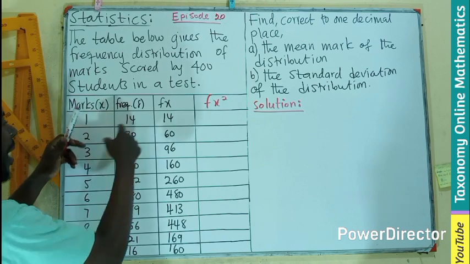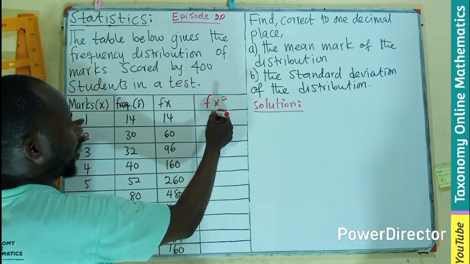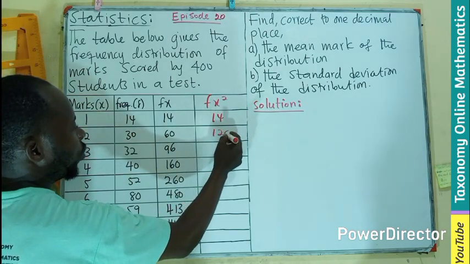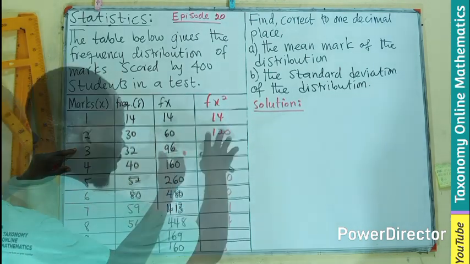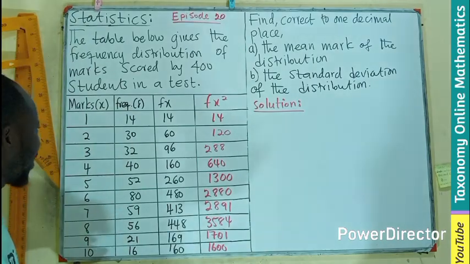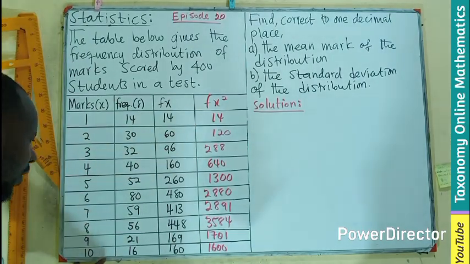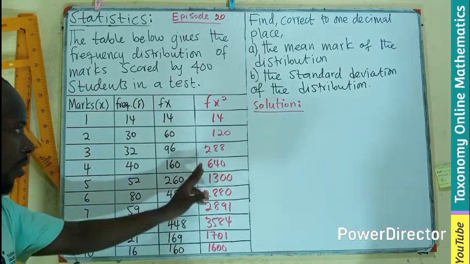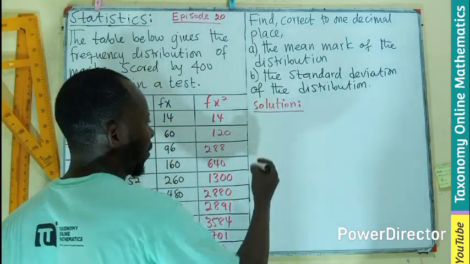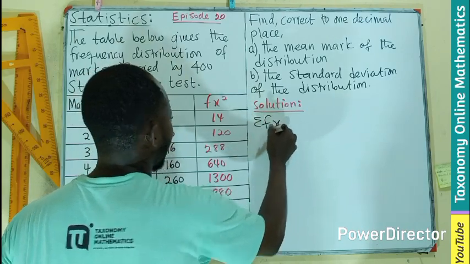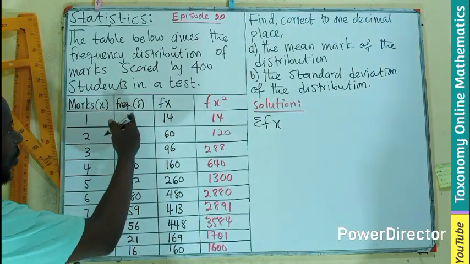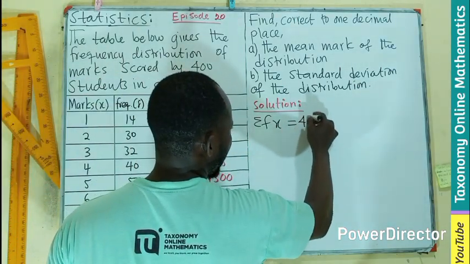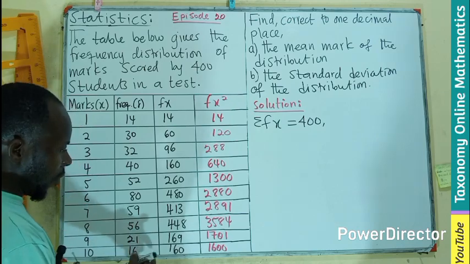So I'm multiplying this by this, as in 1 times 14 is 14, 2 times 60 is 120, 3 times this. So these are the values we have for fx squared. Now remember, we need to find the total of this column and the total of that. The first total, which is sigma f, the summation of all this, we have been told is 400. So even if you calculate, you get 400.